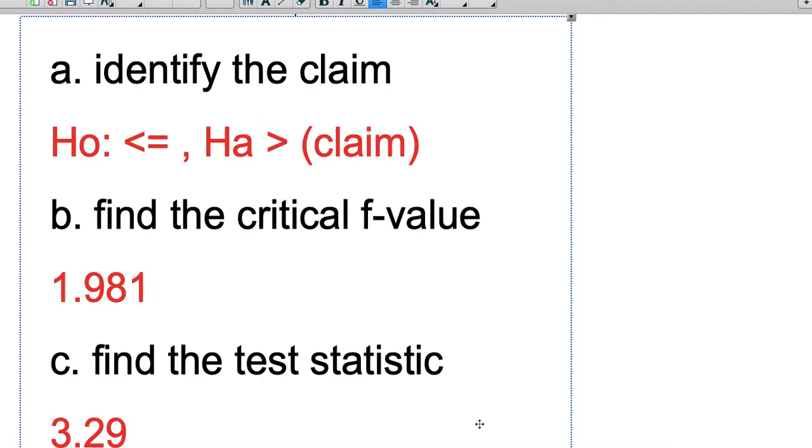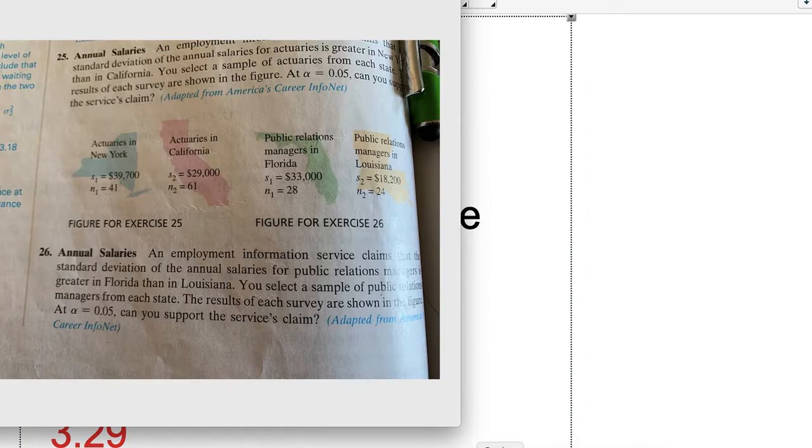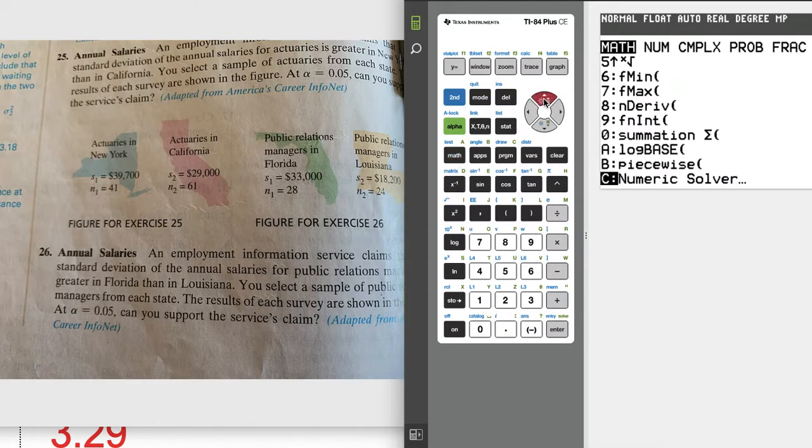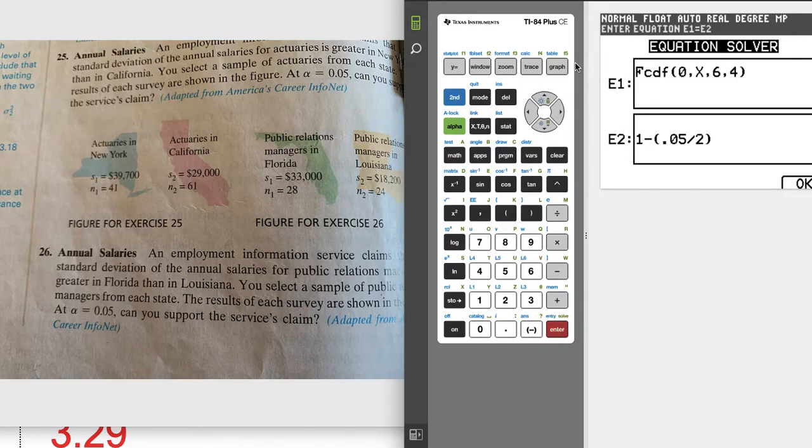So to find the critical value, okay, go back to our calculator. So we go to math, numerical solver. Okay, this one's easier than the previous problem because we already know what the numerator is. It's going to be 27. And we know what the denominator is. It's going to be 23. Okay, this one's pretty much given to us there.